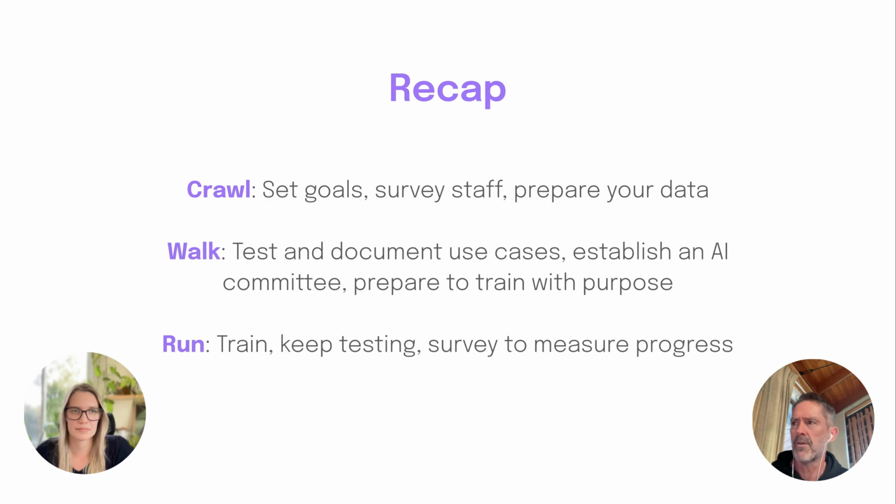Then we moved on to the walk phase, where we suggested that you test and document use cases within your organization. They may be existing use cases. And then establish an AI committee. We talked about getting someone from each of the departments within your organization to come together and help drive this decision-making. Finally, we covered preparing to train and how to train with purpose, how to get the best results out of your training so that everyone adopts the tools and the processes that you want.